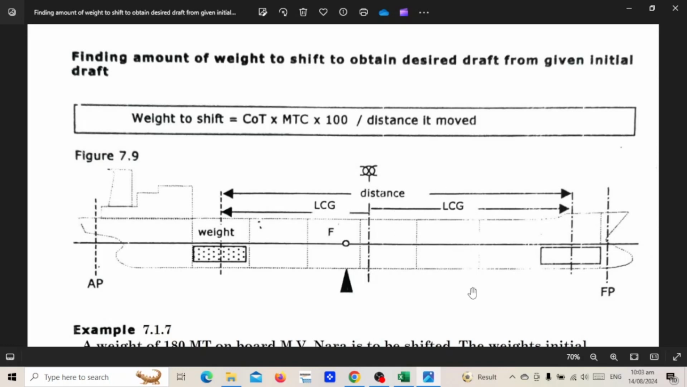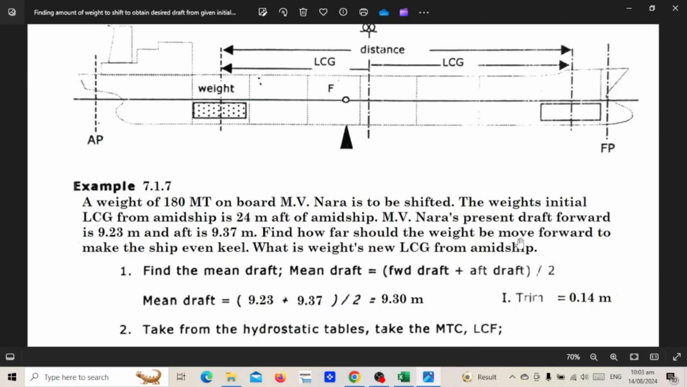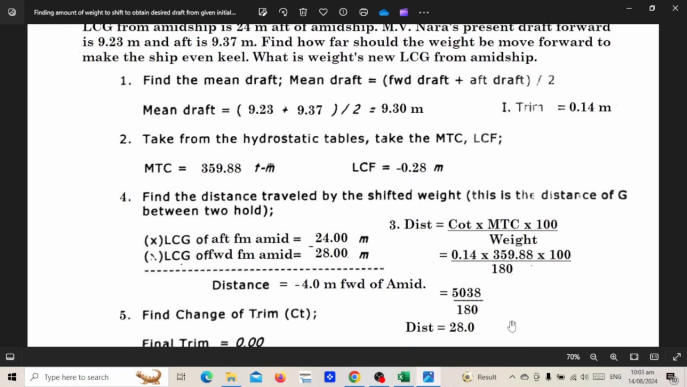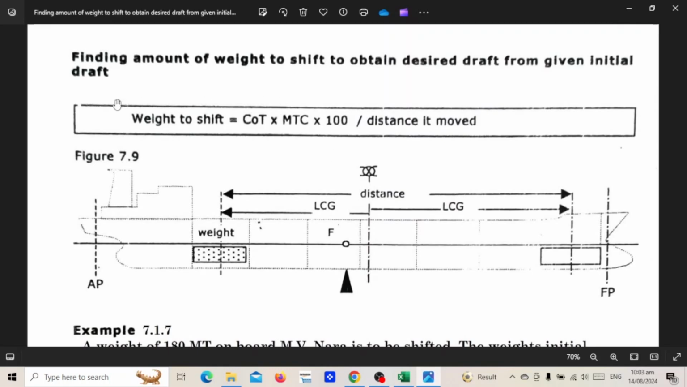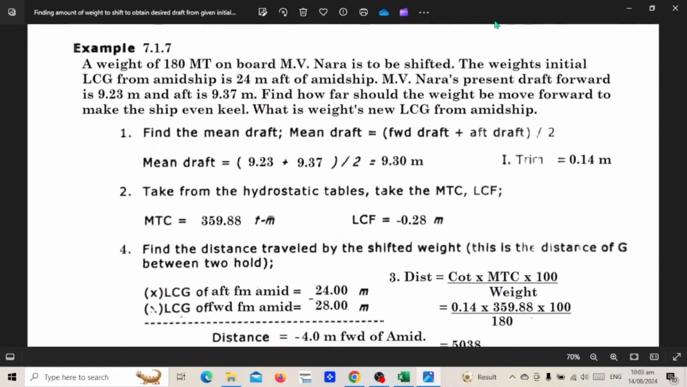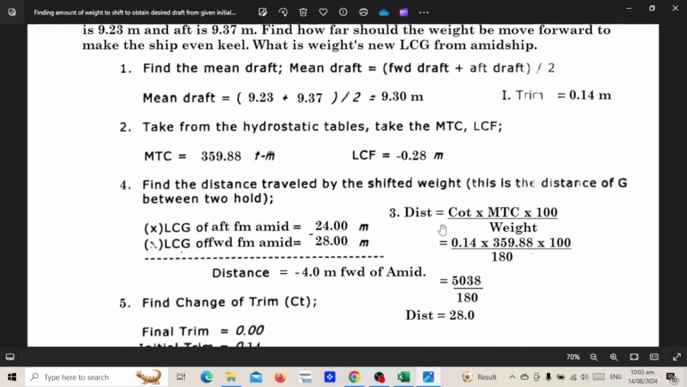Okay, and he says move forward the weight to make the ship even keel. So move forward, meaning you move forward, and we don't know the distance from here to here. It could be here, it could be here. So we have now to find the distance. With this formula, you transpose it until you get the formula of finding the distance, which is change of trim times MTC times 100 over your weight.